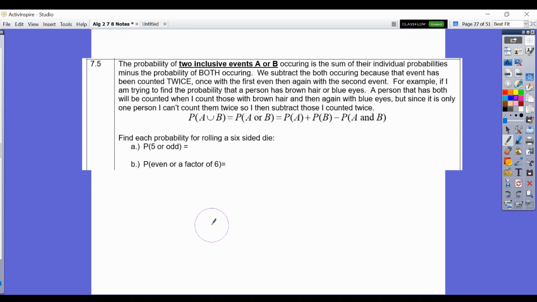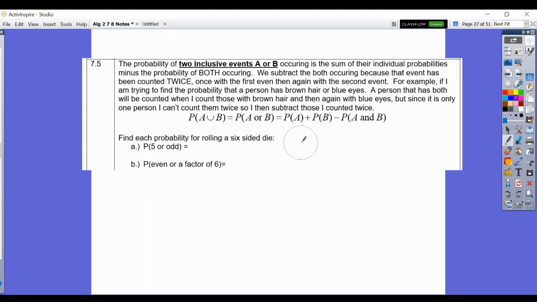So the probability of two inclusive events, we're going to start with inclusive, the bottom one of those definitions. These are going to be events that have some overlap happening. So the probability of two inclusive events means the sum of their individual probabilities minus the probability of both occurring. This is a new symbol probably for you. It means or, basically. So we want the probability of getting A or B here. And in order to do that, we need to find the probability of getting A, the probability of getting B. We can add those up, except there's a problem because we may have double counted because it's in both, so we have to subtract that off.